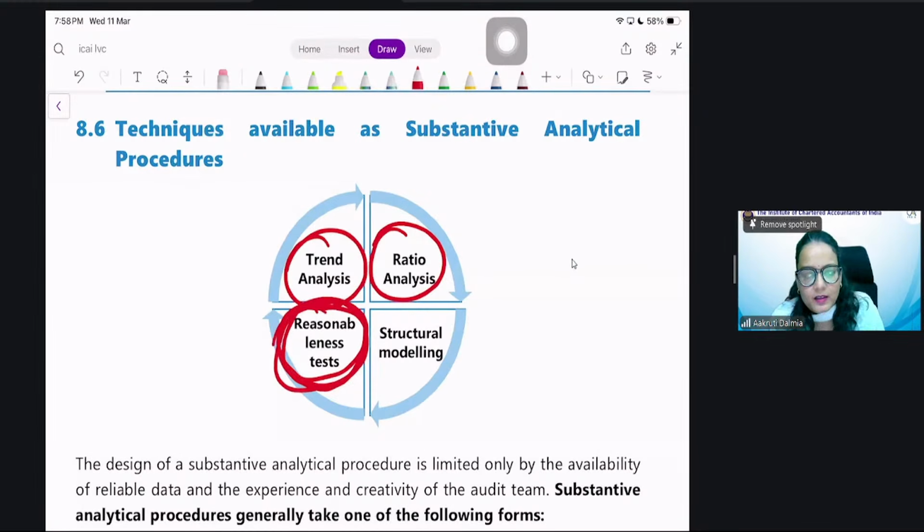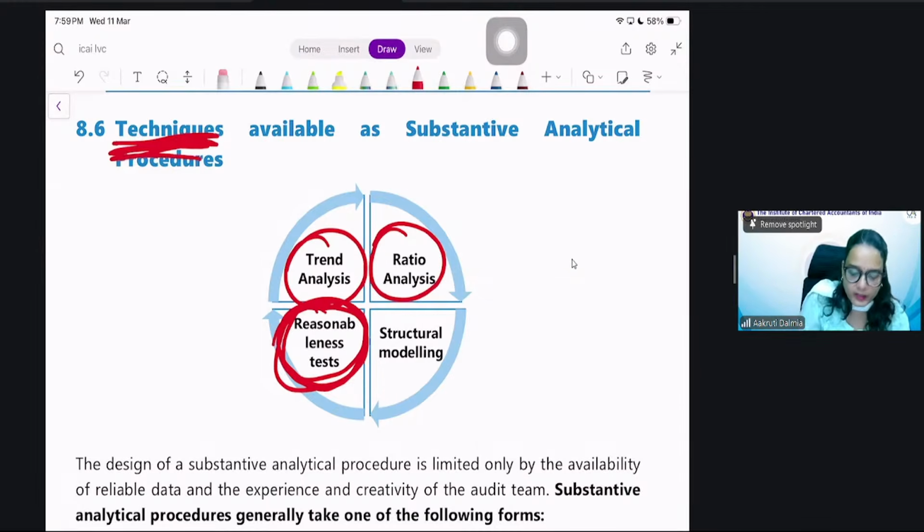Common sense. कि 20 लोगों में 10 लाख का चाय का खर्चा, it does not appear to be reasonable. So when an auditor applies his own prudence, you remember prudence? So when you are applying your own prudence and judgment, that is reasonableness. That is also a type of technique.